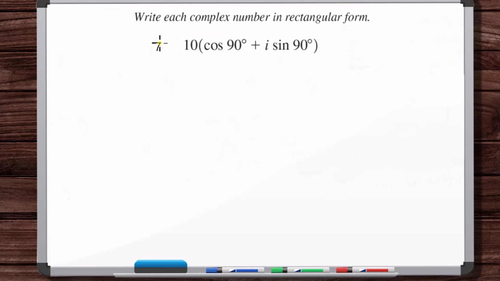Okay, let's just distribute the 10 here. Cosine of 90 is 0, so we're left with 10i sine of 90. Sine of 90 is 1, so this is just 10i in rectangular form.